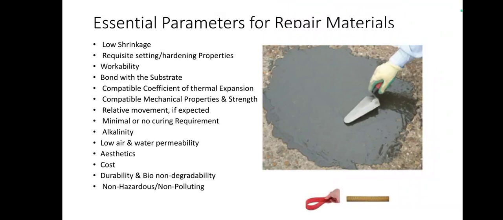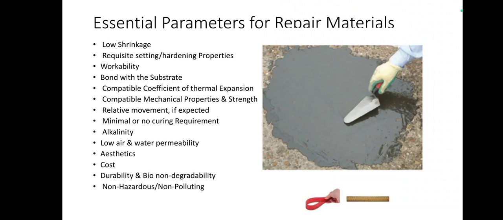Today we will see the essential parameters for repair material. If a repair material is there, what are all the parameters or properties it should have so that it can be called a repair material? The first main important thing is its low shrinkage.